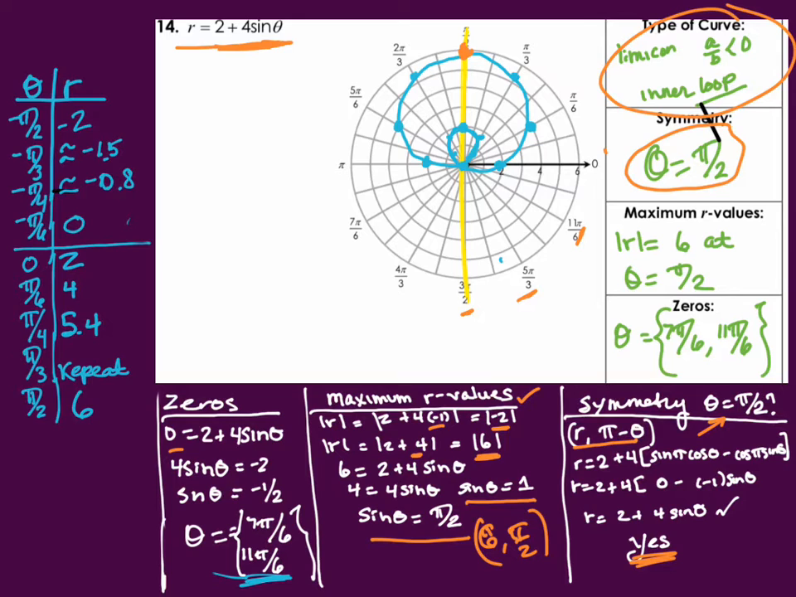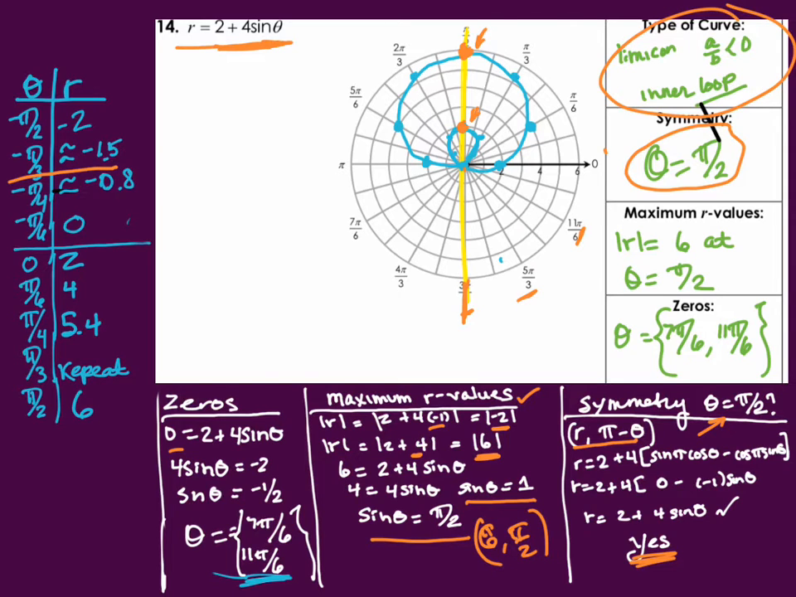Negative pi over 2 is -2. So here's negative pi over 2, and I have to back up to -2. So that's that point appearing right there. It's going to be my little inner circle. I can tell I already have a point out here. So now I have a point in here. So there's your inner loop.